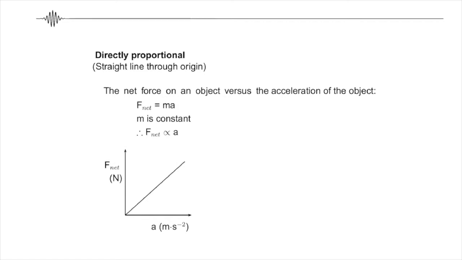First, a straight line through the origin. That will be when things are directly proportional. If you have the net force on an object versus acceleration, we need an equation, and that will be F net equals m times a. It has both the net force and the acceleration, and now we've got that m in there. But when they tell you they've got an object, they are telling you m is a constant. Then F net is directly proportional to a, and immediately that will be a straight line through the origin.